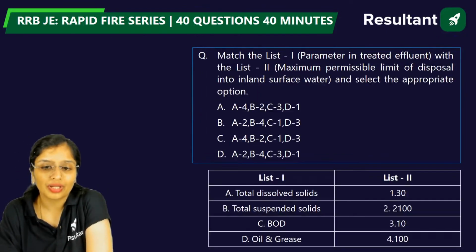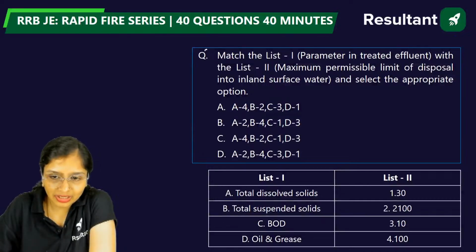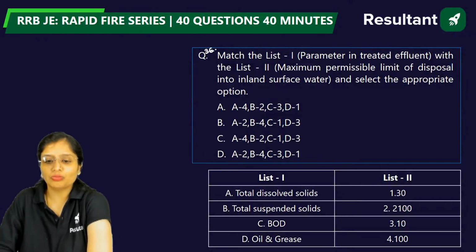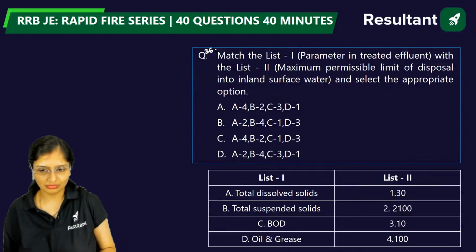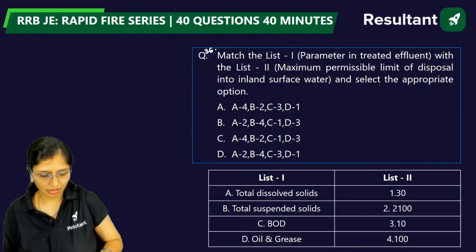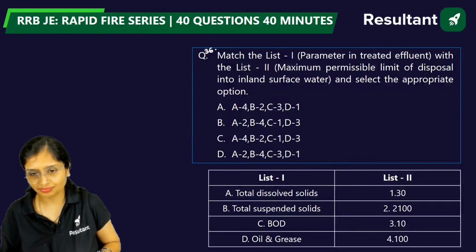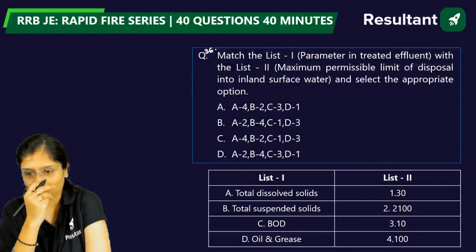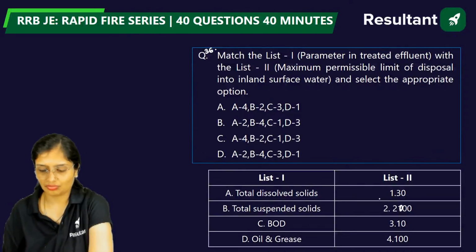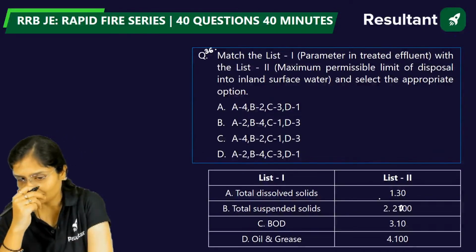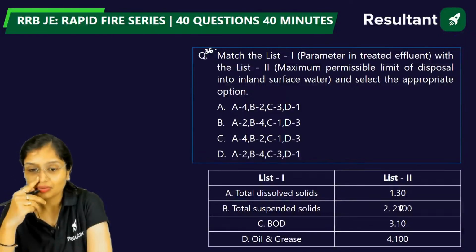Correct? Okay. Question number 36. Now here you have to match the limits. Come on. Do the match the following quickly. This is 2000. Come on, guys. Quickly match.